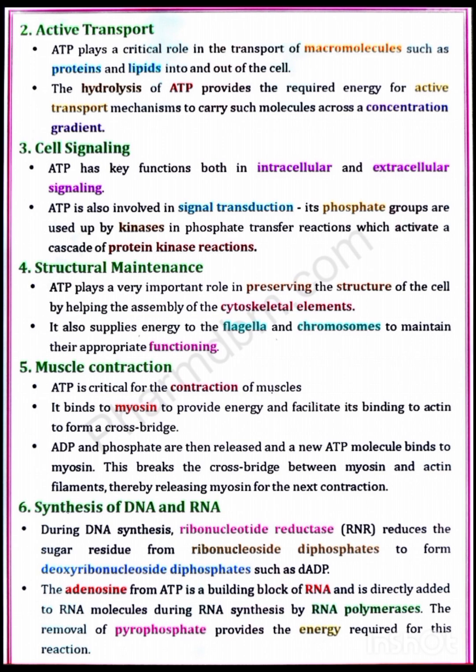Muscle contraction. ATP is critical for the contraction of muscle. It binds to myosin to provide energy and facilitate its binding to actin to form a cross bridge. ADP and phosphate are then released. A new ATP molecule binds to the myosin. This breaks the cross bridge between the myosin and actin filaments, thereby releasing myosin for the next contraction.